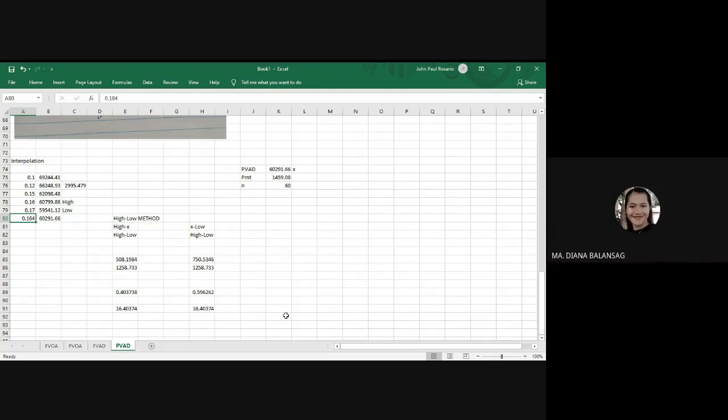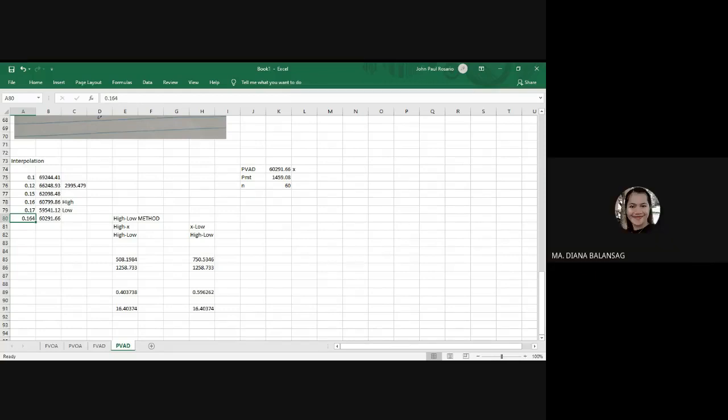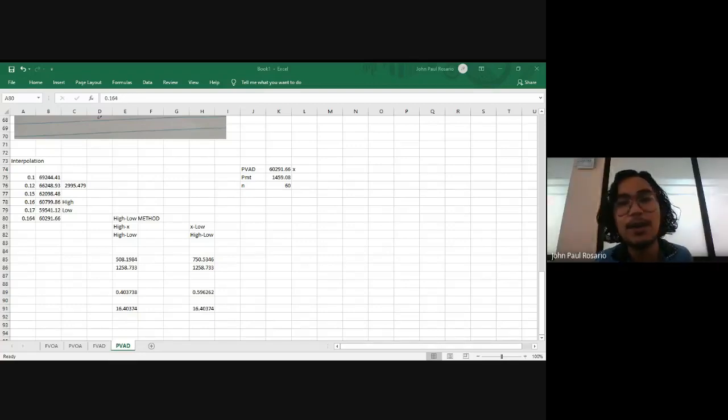Sir, are there always equal amounts of payments? Not always. There will be instances where the payments are not equal, and when that happens, you'll have to use equivalent values using compound amount.